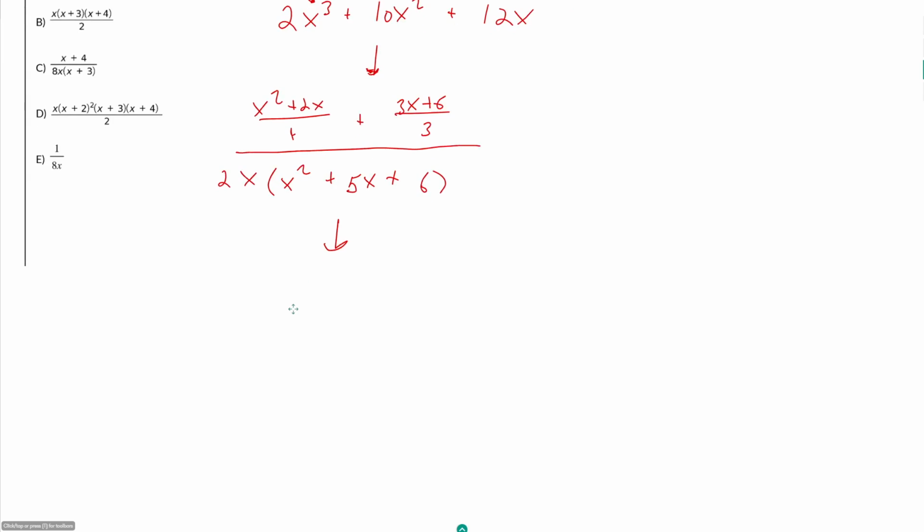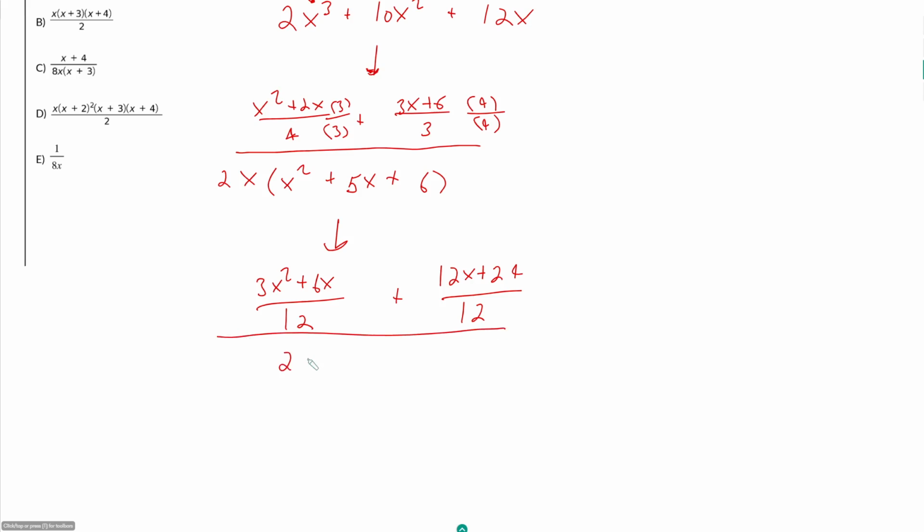Here, I want to get a common denominator. I want to combine the two fractions in my numerator into a single one. A common denominator would be 12. So I'm multiplying this one by 3 over 3, and this one here by 4 over 4. Which gets me to (3x squared plus 6x) all over 12, plus (12x plus 24) all over 12. And that is all over our simplified denominator of 2x times (x squared plus 5x plus 6).